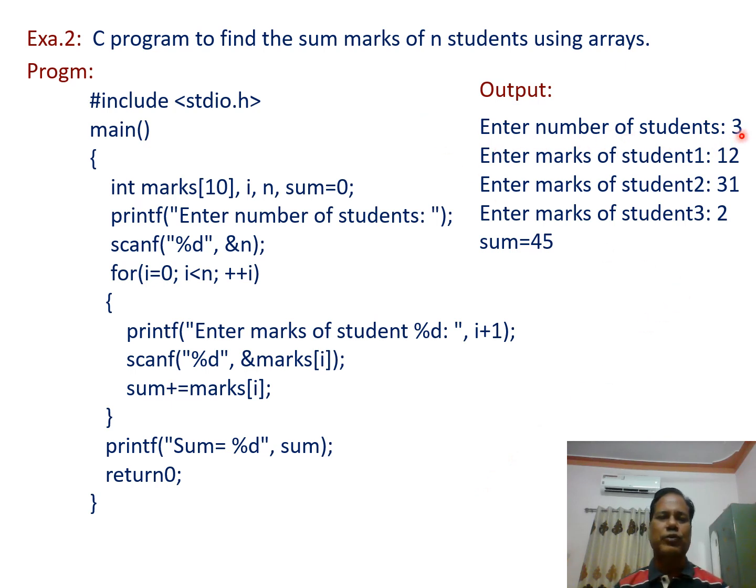Enter number of students. First we enter n as 3. So we have to add the marks of 3 students. Using a for loop, 3 marks are entered and stored. Enter marks of student 1, that is 12, enter marks of student 2, that is 31, and enter marks of student 3, that is 2, and their sum is found and displayed as 45.